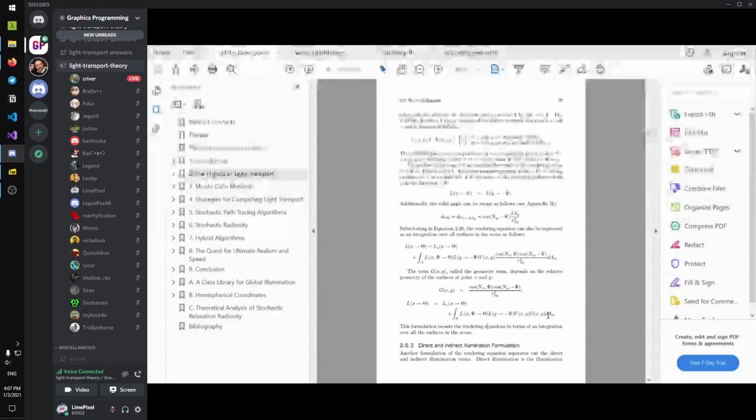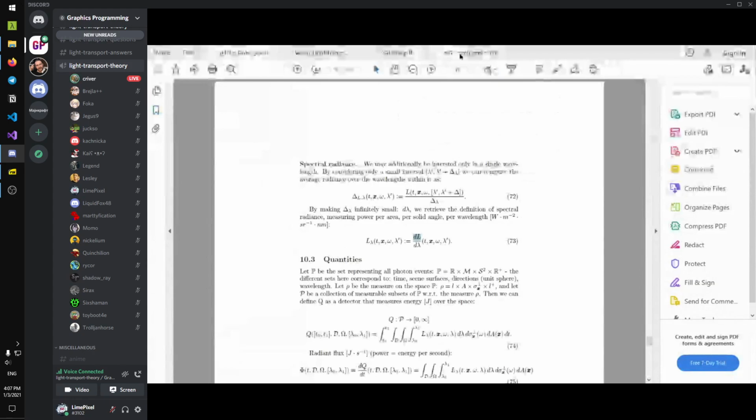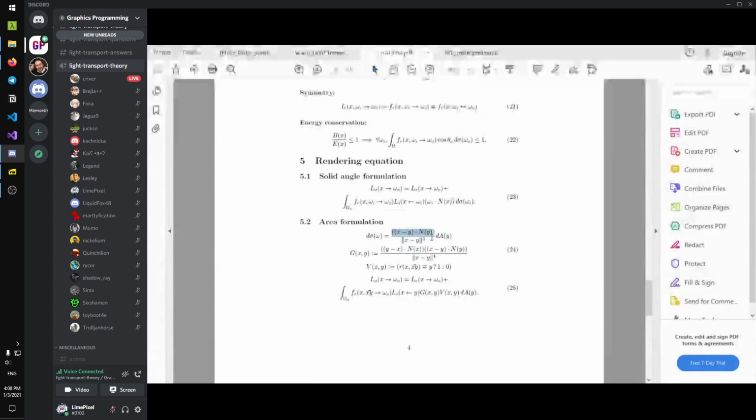So now the integration is over all surfaces of the scene, and G is simply absorbing this factor and the cosine that you had previously. So that's what G absorbs, and V is a visibility function which really says, okay, is there any point closer to X than Y in direction XY? Because if there is, you cannot see Y from X, so is Y occluded by something? So that's it really regarding the area formulation.